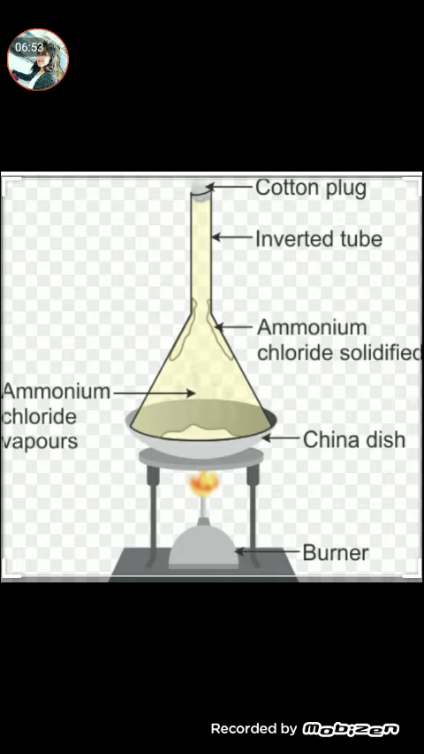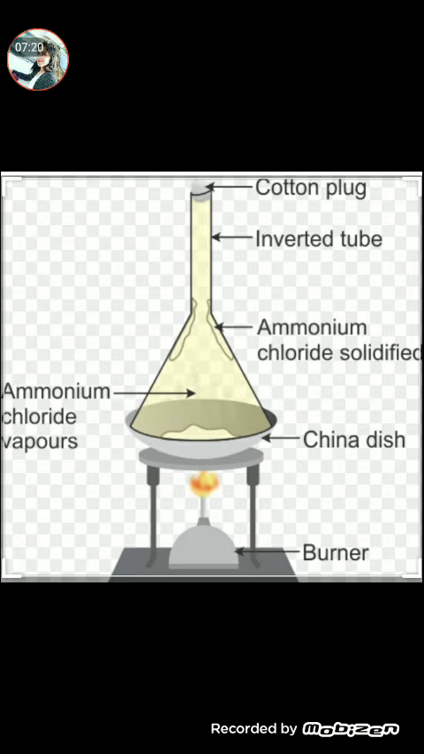Set the apparatus like this. Keep the burner and keep a tripod stand over it, then keep a china dish over it and keep an inverted funnel, and keep a cotton plug on the mouth of the inverted funnel. Okay, you need to keep the funnel inverted. Then take the mixture of ammonium chloride and salt into the china dish.